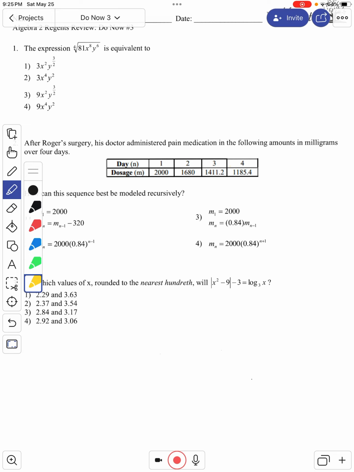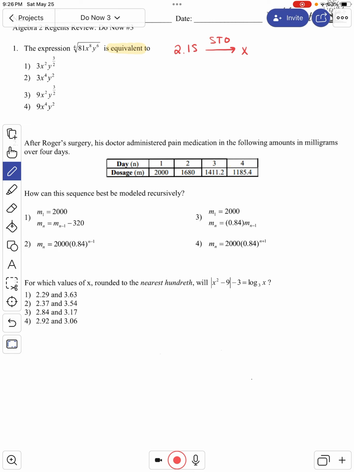Number 1, the expression is equivalent to. So we can do this two ways. Way number 1 is our little shortcut method. Whenever you see equivalent, we can store in a number. So I'm going to store into my calculator 2.15. I want to avoid numbers like 0, 1, 2, 3 even. So I'm going to go ahead and use 2.15.